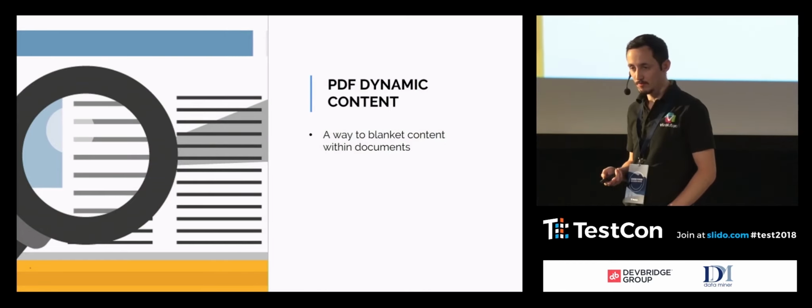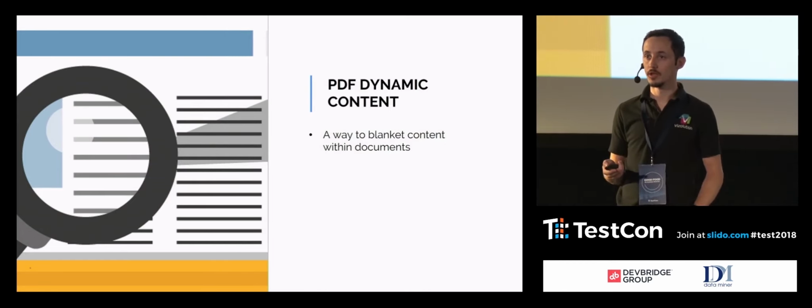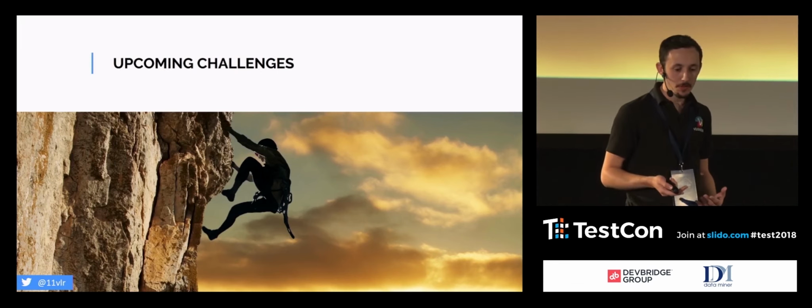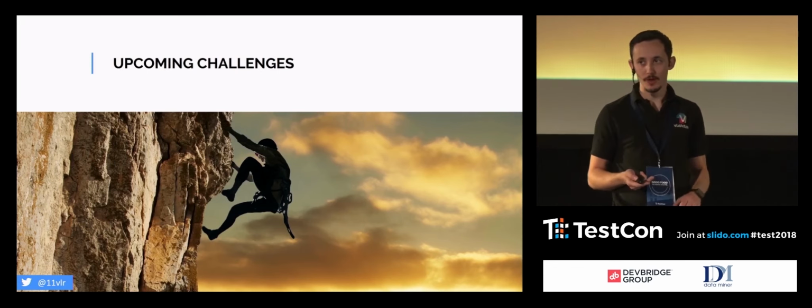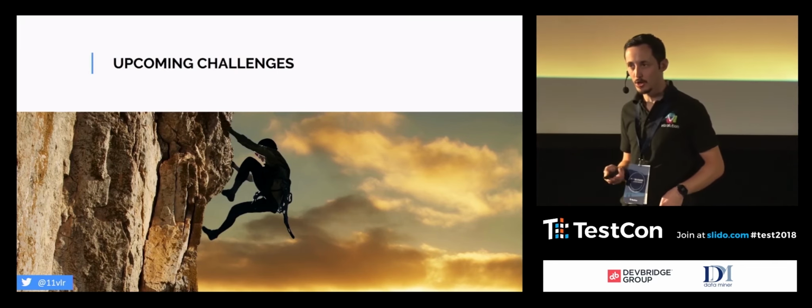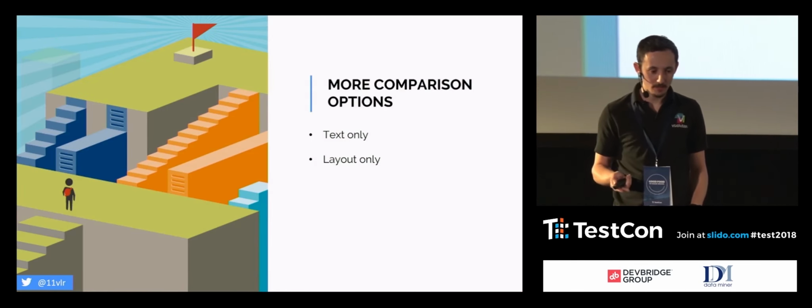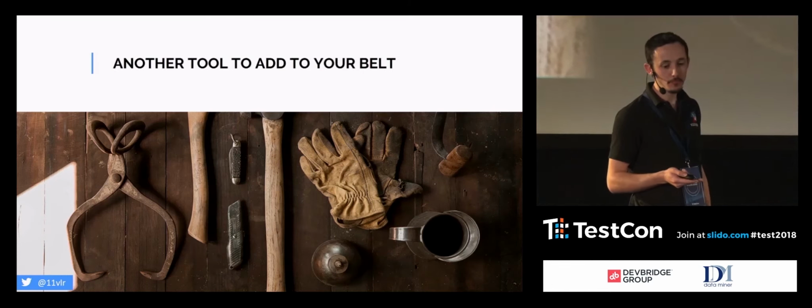And for PDF dynamic content, you can use regex. You can start replacing dates and things with knowns before you take the base images, so it can be quite quick. There are upcoming challenges. I'm aware that I'm running out of time. I'd love to take some questions, so if you want to hear more about these, I'll be in the speaker's corner. But these are what we're currently looking at: text only and layout only.